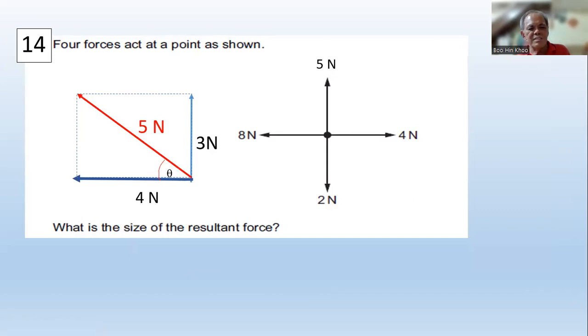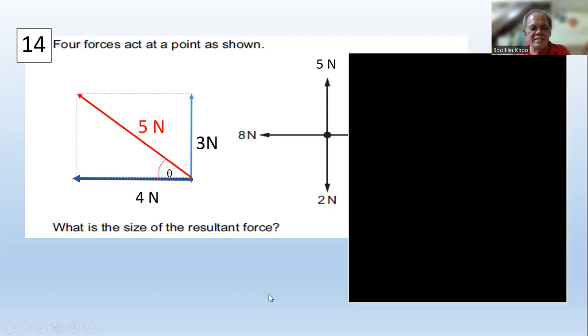4 forces act at a point as shown. What is the size of the resultant force? Same thing. Vertically, this is larger, this is smaller. So the resultant 5 minus 2 is 3. And then 8 minus 4 is 4, in that same direction as this one. Then complete the rectangle. That's the resultant, 3, 4, 5. And then that's the angle.